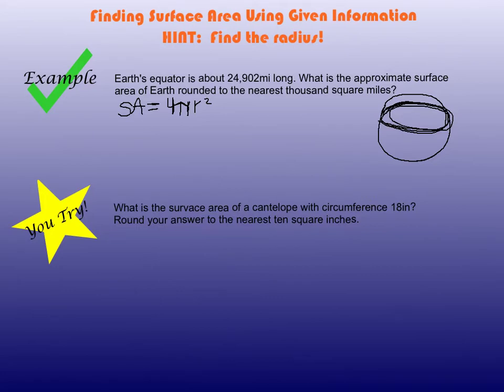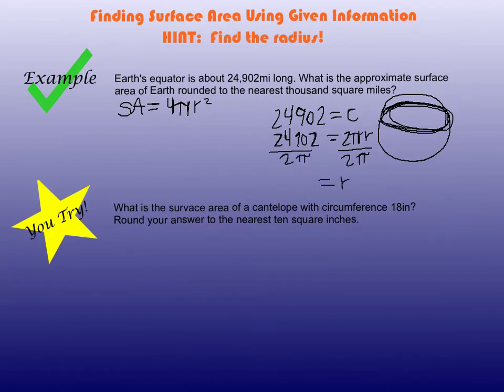So 24,902 miles is the circumference. So we're going to set 24,902 equal to circumference. And we know circumference is equal to 2 pi r. Now we're going to solve for r. So 24,902 is equal to 2 pi r. If I divide both sides by 2 pi, then I will get r.